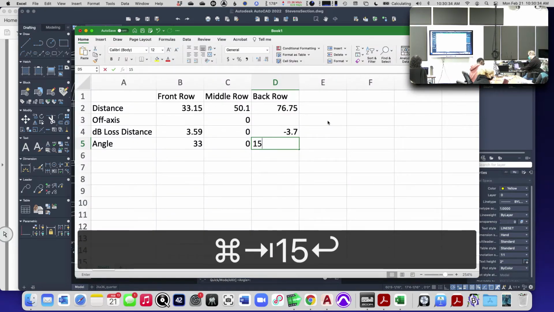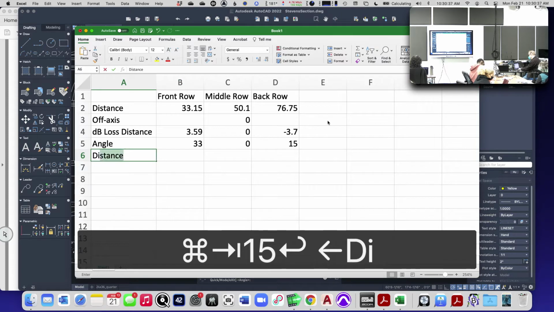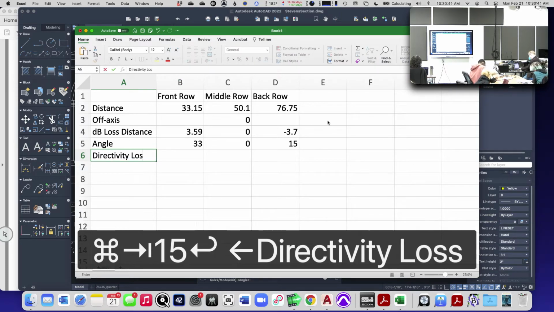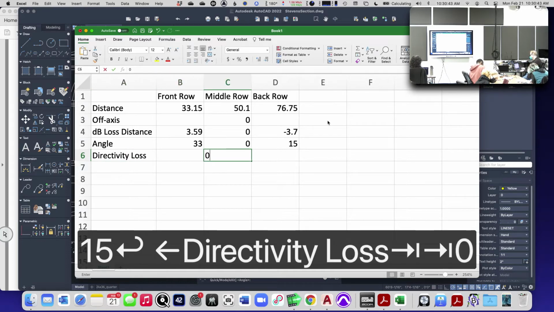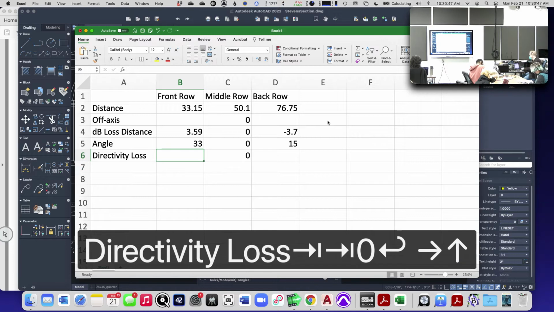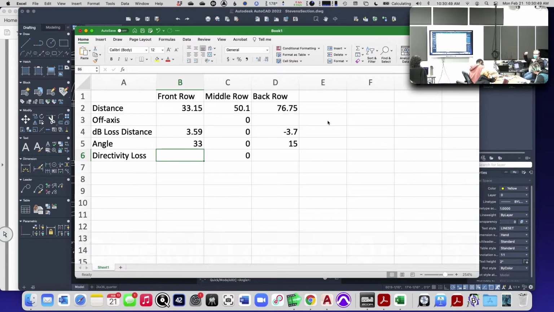15 degrees. And then I'm going to make a cell here that says directivity loss. Presumably it's 0 at the middle row because that's where I've pointed the loudspeaker. That's on axis. And I want to know now, how much do I lose going 33 degrees down off axis and 15 degrees up off axis? So let's go look at our polar plot now.